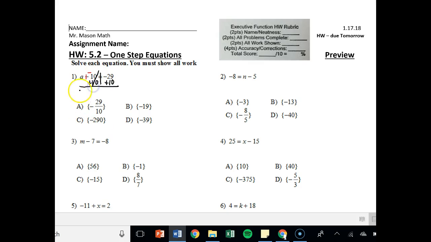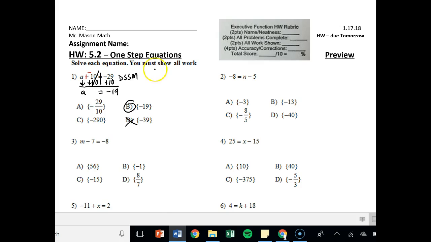This cancels out to 0. This drops down. You get A is equal to, and then negative 29 plus 10, that is a negative 19. That is a DSSM, different sign, subtract, right? Don't get tricked and think, oh, I just add them up and it's negative 39. No, that's a trick answer, right? So B is your answer.